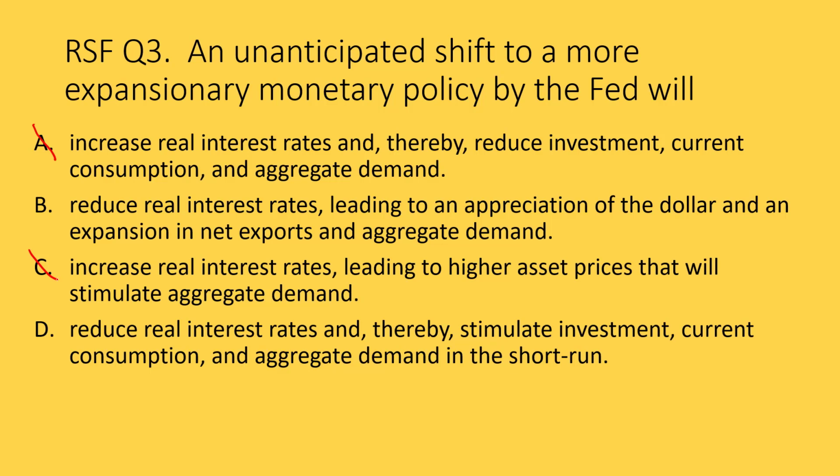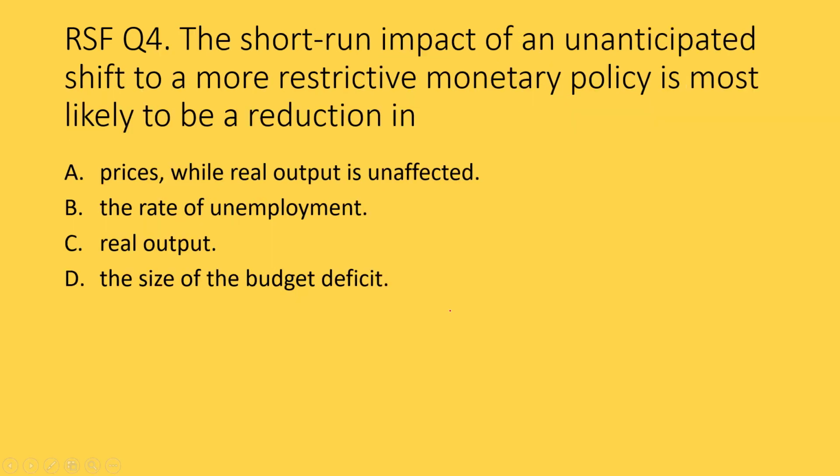Now remember that if we're using expansionary monetary policy, reducing real interest rates is going to help increase people's desire to spend money, increase people's desire to borrow money, and that should increase aggregate demand, at least in the short run, right? So D is the answer you're looking for on this one. Remember that reducing real interest rates will actually lead to a depreciation of the dollar, not an appreciation of the dollar, and that's what leads to an expansion in net exports. So this is the culprit here that makes B wrong, right? That should be depreciation rather than appreciation. All right, so that's why D is the answer you're looking for on that one.